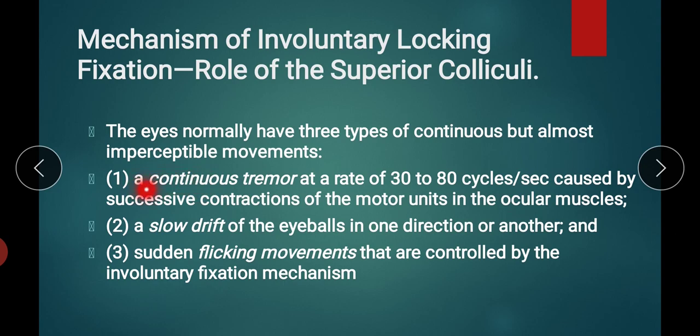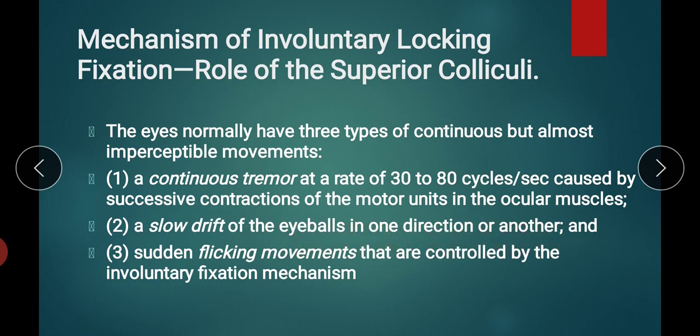The first is a continuous tremor at a rate of 30 to 80 cycles per second, caused by successive contraction of the motor units in the ocular muscles. So the muscles themselves cause a continuous tremor-like movement at the rate of 30 to 80 cycles per second. That is one of the imperceptible or subconscious movements. Second, a slow drift of the eyeball in one direction or another.